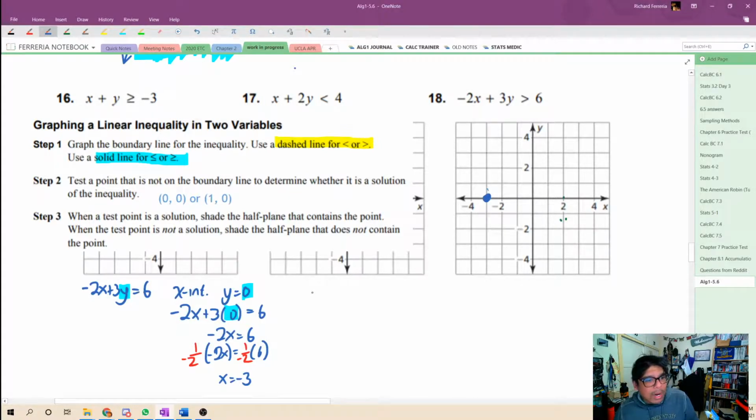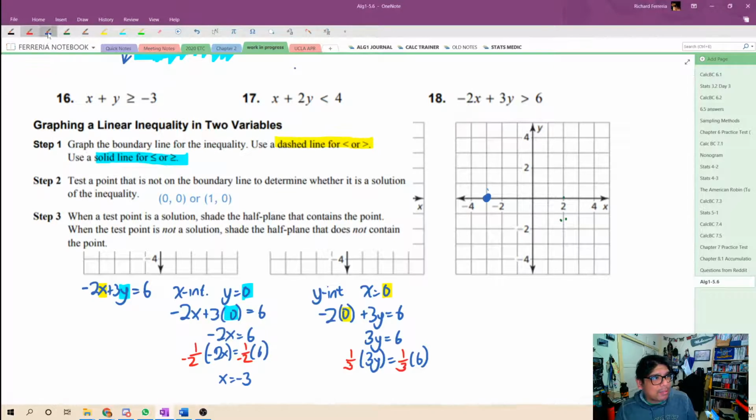Next, we're going to find our y-intercept. For the y-intercept, x equals 0. So we'll substitute again: negative 2 times 0 plus 3y equals 6. Then we'll do our math. 2 times 0 is 0, so 3y is equal to 6. Divide both sides by 3, and that gets me y equals 2. So we'll put our y-intercept here on the y-axis, and then we'll draw our line.